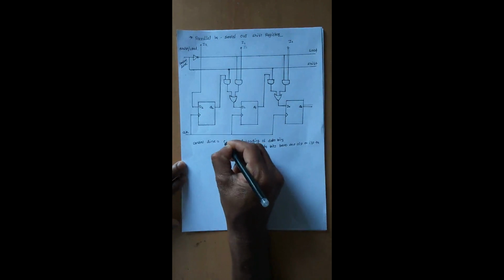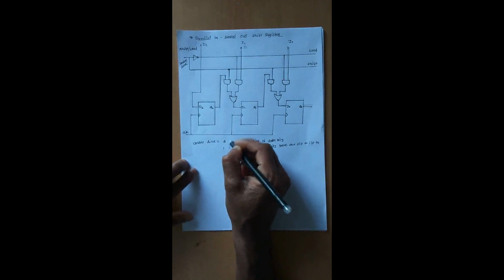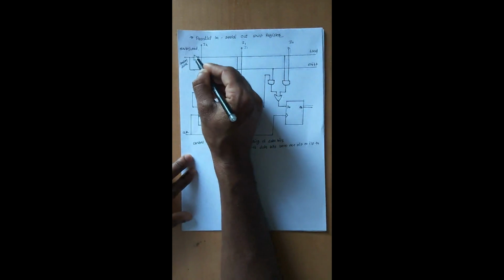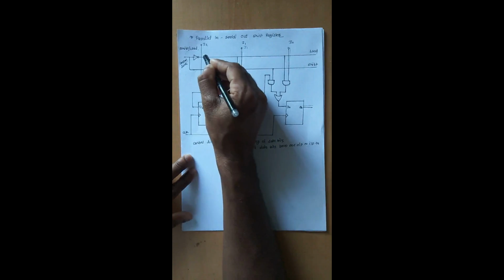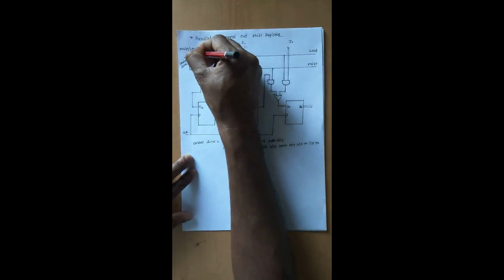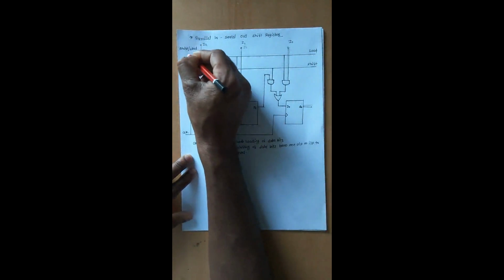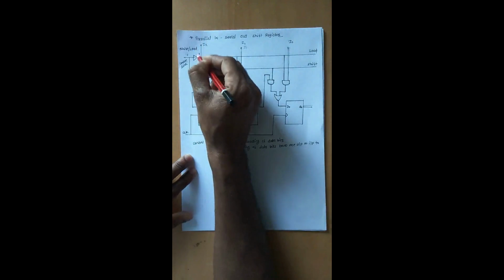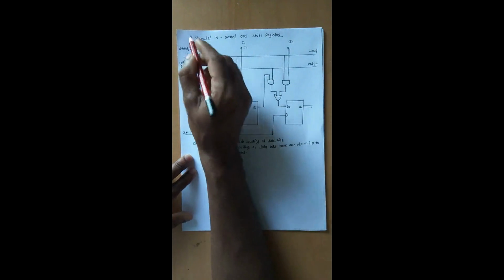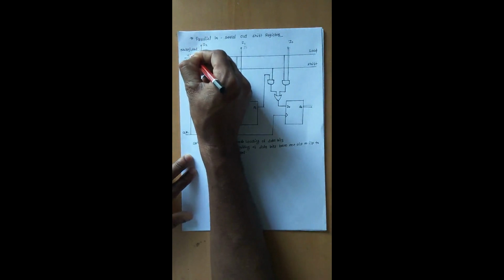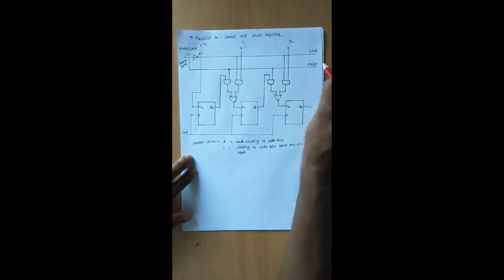If the value is 0, then it will be inverted to 1, and this will be 1 here and this will be 1 here, so it acts as a load. When it is 0, the inverted value is 1. When it is 1, the inverted value is 0. When the control line is 1, it acts as a shift.